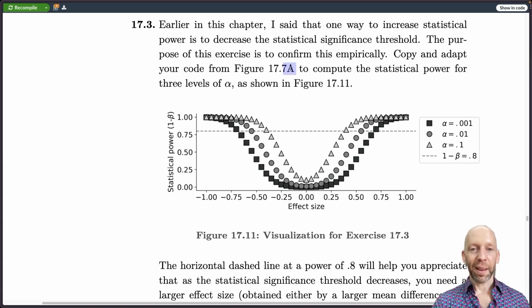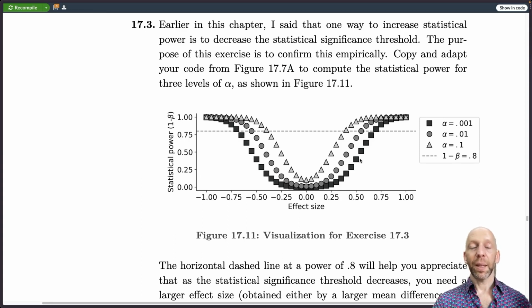So what you want to do is copy the code from exercise 1 to create figure 7, panel A. I'm not going to scroll up because it's really just this. And remember there, what we did was fix the standard deviation, change the mean, and fix the sample size. So then we got a plot that looked like this.